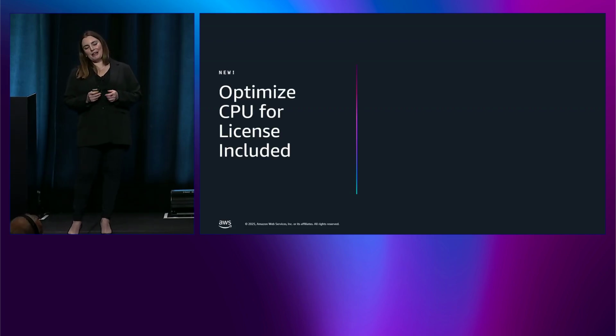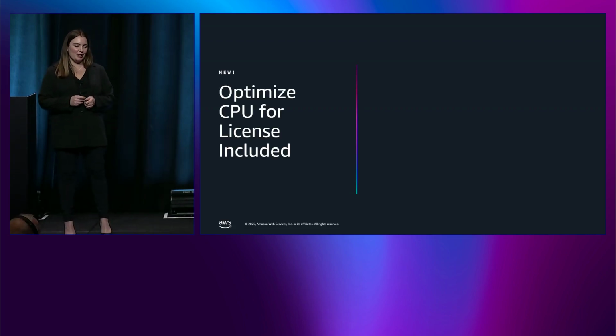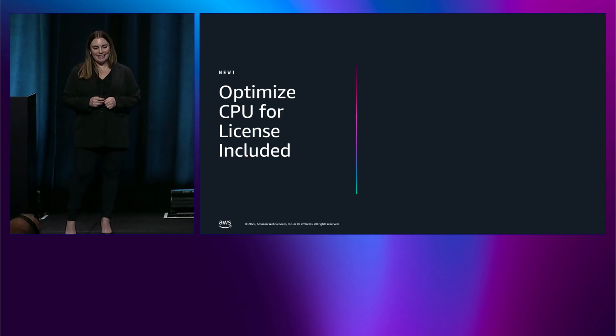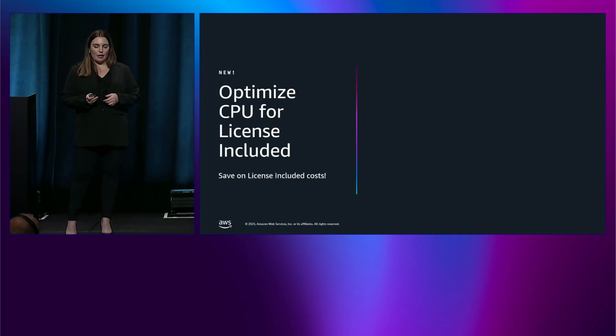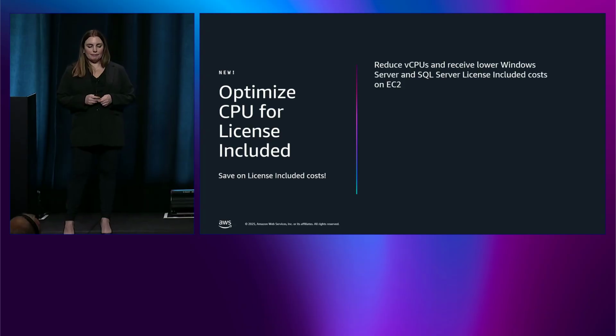And for another new feature that has been recently launched, and this is going to be spoken about a lot in our session. GP is going to take over for me shortly. But this is optimized CPU for license included. So previously to this launch, customers could use optimized CPU to lower their number of vCPUs on an instance, which would let them bring fewer SQL core licenses. This now is available for license included as well.